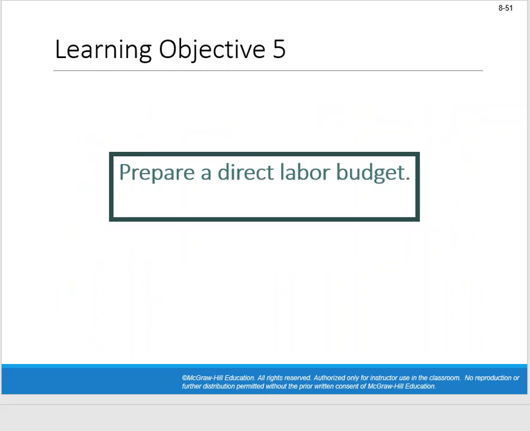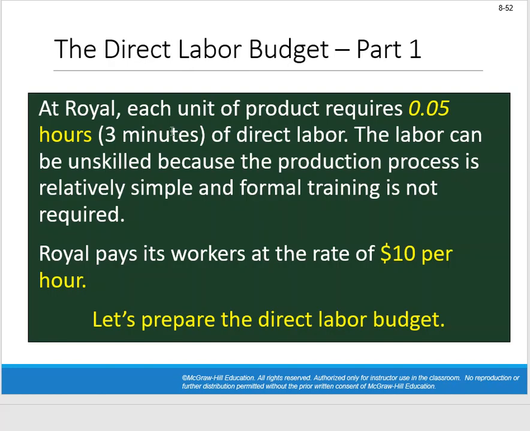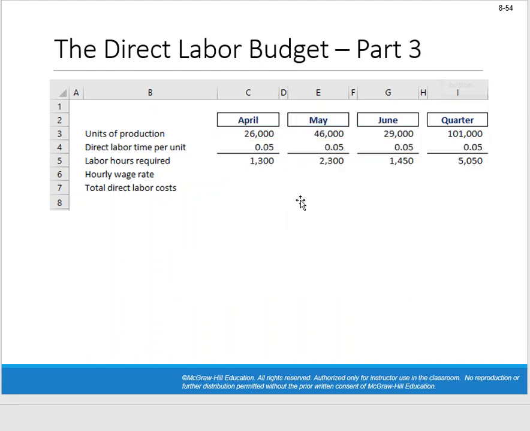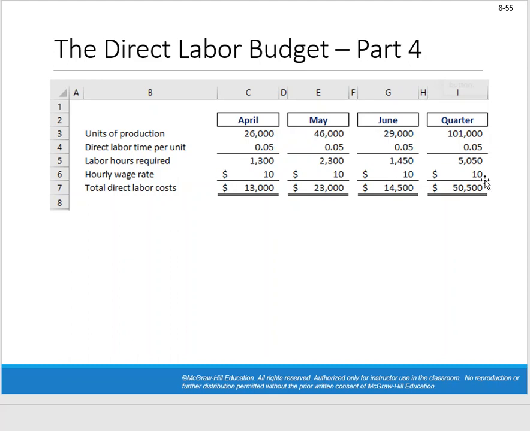So next we need to do our direct labor budget. So at Royal, each unit requires 0.05 hours, that's 3 minutes of direct labor. The labor can be unskilled because the production process is simple and they pay their workers at a rate of $10 per hour. So this is going to be based on our production. So we take our units of production for each month and then we multiply it by 0.05. And that tells us how many hours are required. So in April, we need 1,300 hours, May, 2,300, and June, 1,450. And then we have our hourly wage rate, $10 per hour, and we get our total direct labor costs for the period.